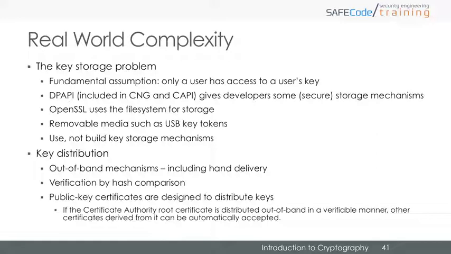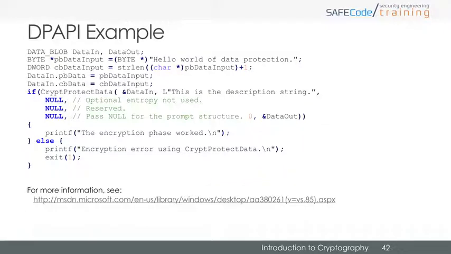Besides key storage, the problem of key distribution is also important to consider. In some cases, out-of-band mechanisms, such as hand delivery, might be the right choice. In such cases, keys must be verified by comparing hashes to detect forgery. Public key certificates are another option designed to distribute keys. If the certificate authority root certificate is distributed out of band in a verifiable manner, other certificates derived from it can be automatically accepted. Let's take a look at an example of using the DPAPI facilities for quick encryption.